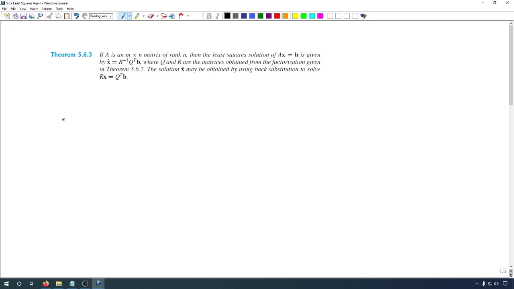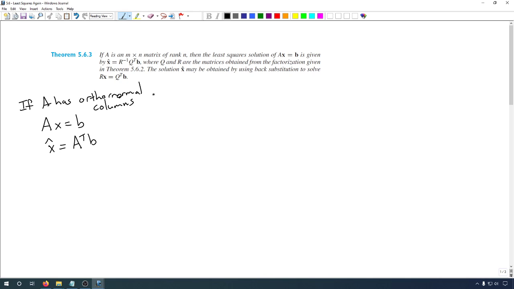So now we know how to find a QR factorization of a matrix. You remember the last section where we said that if we have a matrix with orthonormal columns, the least squares problem was easy. So if A has orthonormal columns and we want to find a least squares solution to AX equals B, then all we have to do is X hat in this case would be just A transpose B. It's that easy. Orthonormal columns.